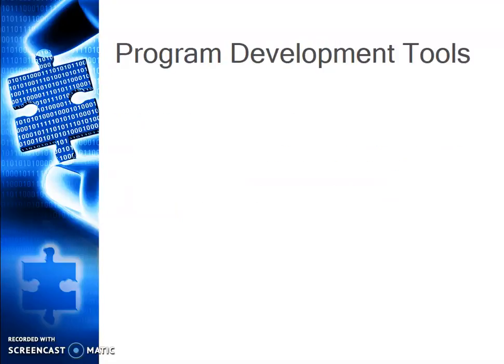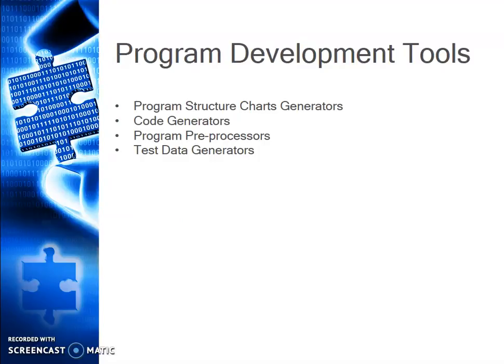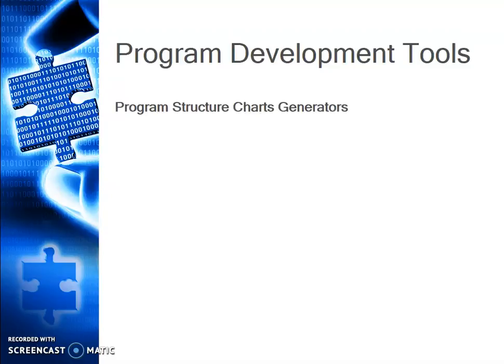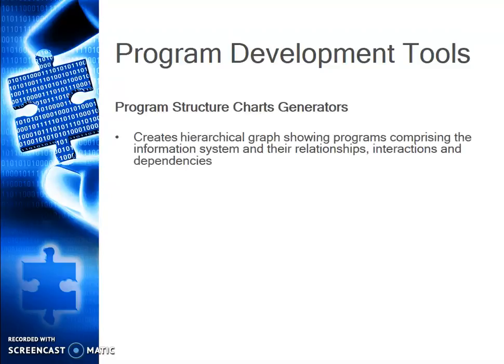Now, let's move to program development tools. It has four parts: program structure generators, code generators, program preprocessors, and test data generators. Program structure chart generators create a hierarchical graph showing programs comprising the information system and their relationships, interactions, and dependencies. As you can imagine, one example of this could be Draw.io, where we could create the graph showing those relationships, interactions, and dependencies of our information system.